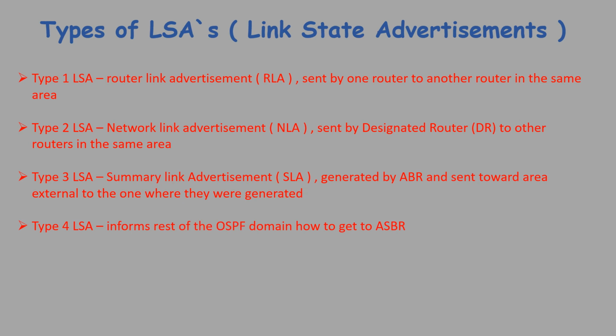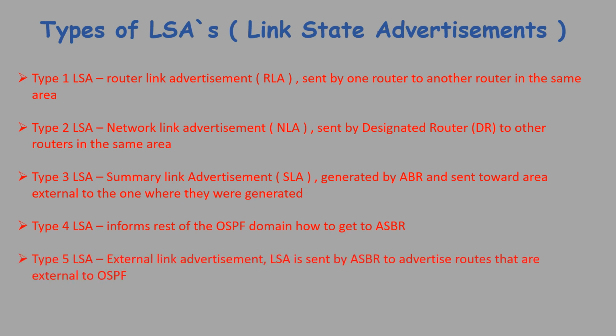Type 4 LSA informs the rest of the OSPF domain how to get to the autonomous system border router. The link state ID includes the router ID of the described ASBR. Type 5 LSA, also known as AS External Link Advertisement. Type 5 LSA is sent by ASBR to advertise routes that are external to the OSPF autonomous system and are flooded everywhere.